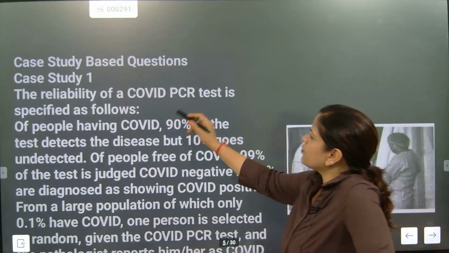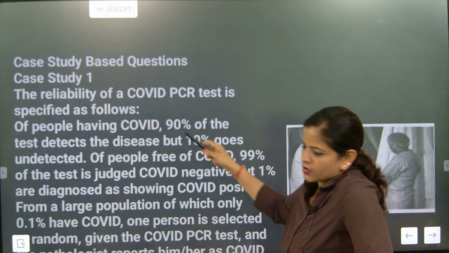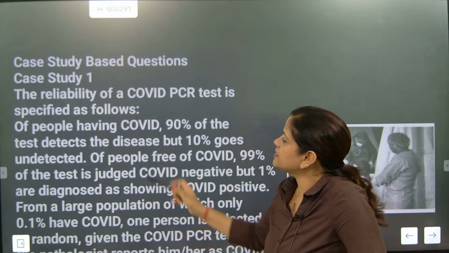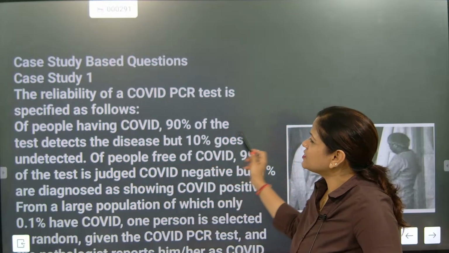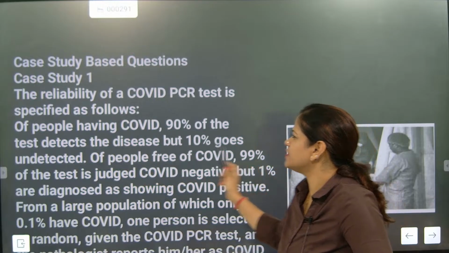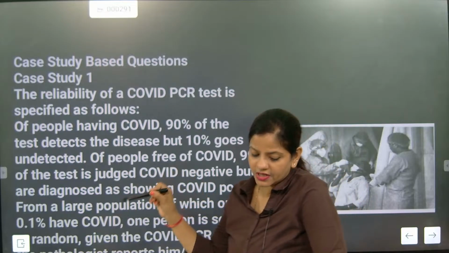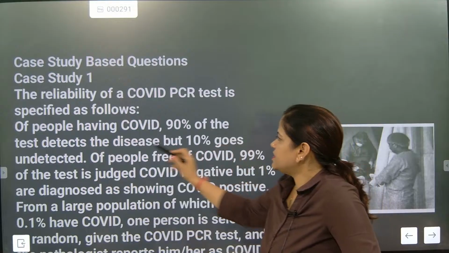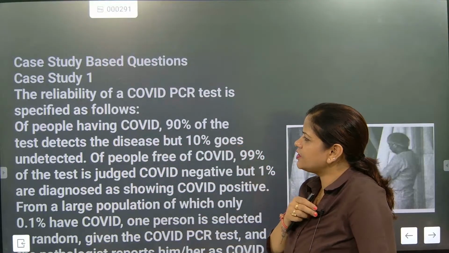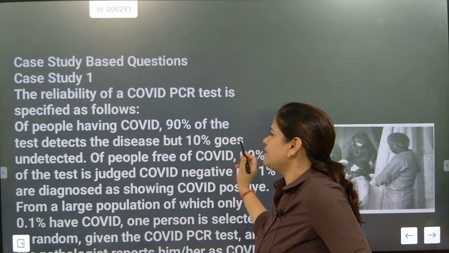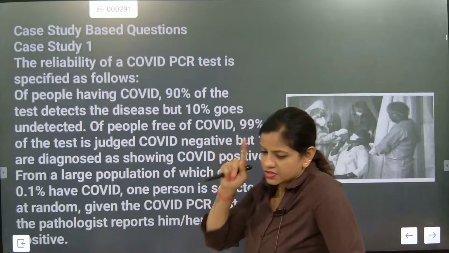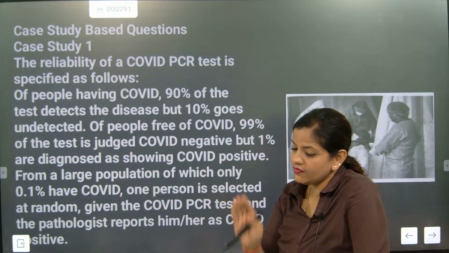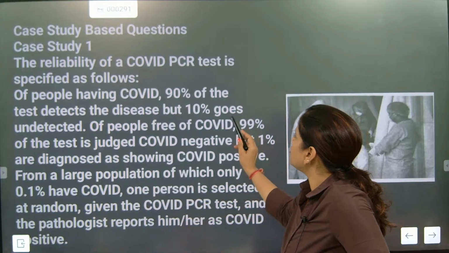The reliability of the COVID PCR test is specified as follows. They make a story for you, and you need to go with the story. Of people having COVID, 90% of the tests detect the disease, but 10% goes undetected. So 90% are detected by the test, 10% stay undetected. We will write the conditions they are giving, and based on that only we will be solving the case study questions.